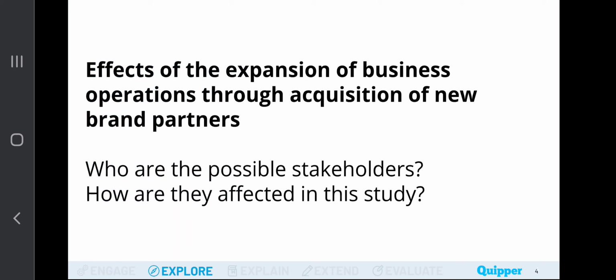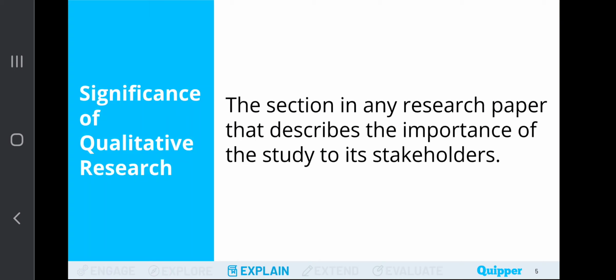Now, here are the effects of the expansion of business operations through acquisition of new brand partners. First, we need to ask the following questions. Who are the possible stakeholders and how are they affected in this particular study? In this example, we are going to talk about the significance of a qualitative research wherein this section in any research paper that describes the importance of the study to its stakeholders is very essential.